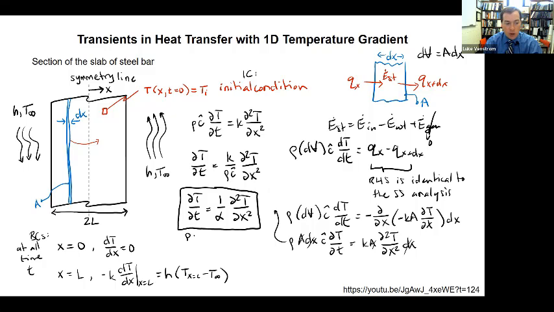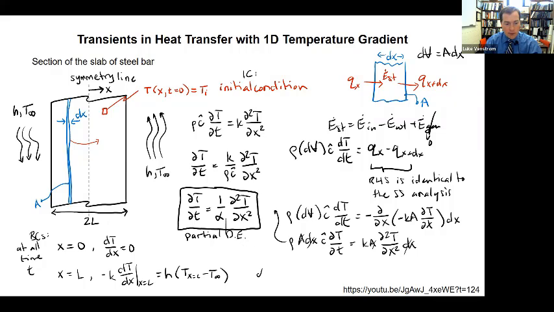It's a partial differential equation because we have two independent variables. We have time and position x. So it's not an ordinary differential equation anymore because we have two independent variables. We have a single derivative on time, which is why we need the initial condition, and we have a second derivative on position, which is why we have two boundary conditions.